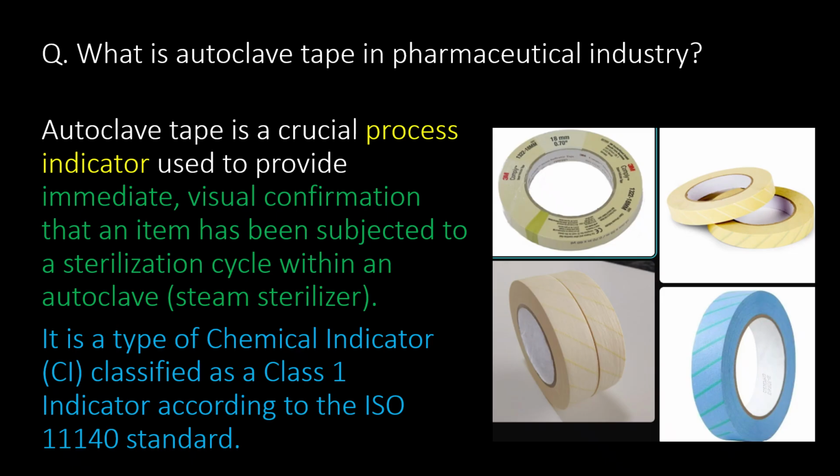Starting with a very basic and important question, what is autoclave tape in the pharmaceutical industry? Autoclave tape is a crucial process indicator used to provide immediate visual confirmation that an item has been subjected to a sterilization cycle within an autoclave, that is, a steam sterilizer. It is a type of chemical indicator classified as a Class 1 indicator according to the ISO 11140 standard.